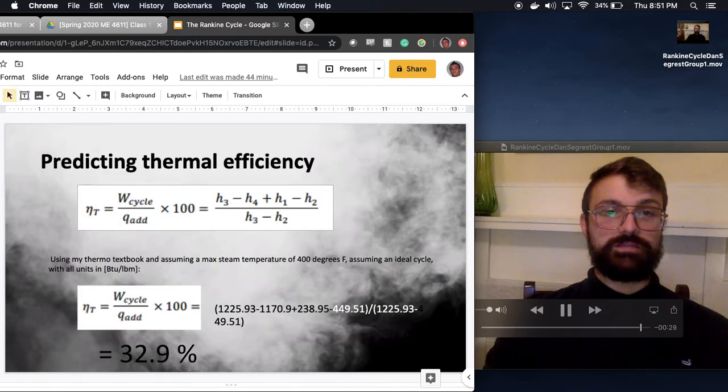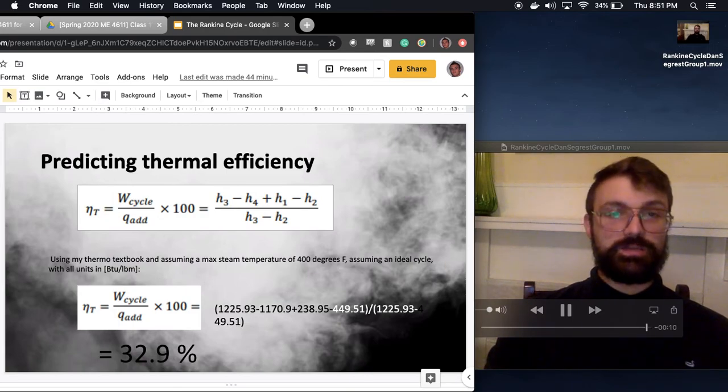And then here is my prediction of what the thermal efficiency could be. This is assuming that our max steam temperature is 400 degrees, and an ideal cycle, all these units are going to be in BTUs per pound, since we're using PSI, and I came up with a theoretical value of 32.9%. In reality, I expect it to be closer to around somewhere between 20 and 25%.